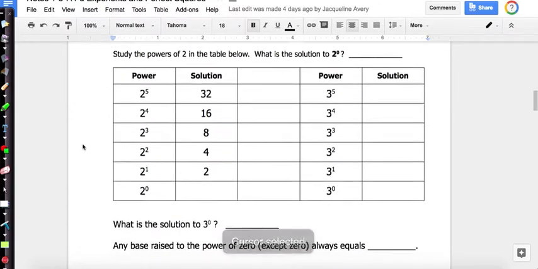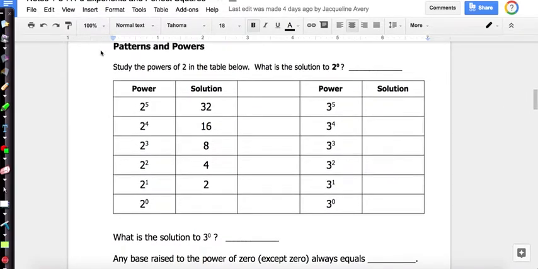So now we're going to look at patterns to figure out what 2 to the 0 power is, and then 3 to the 0 power. So it says study the powers of 2 in the table below. What is the solution to 2 to the 0 power? So we'll come back and answer this in a second.